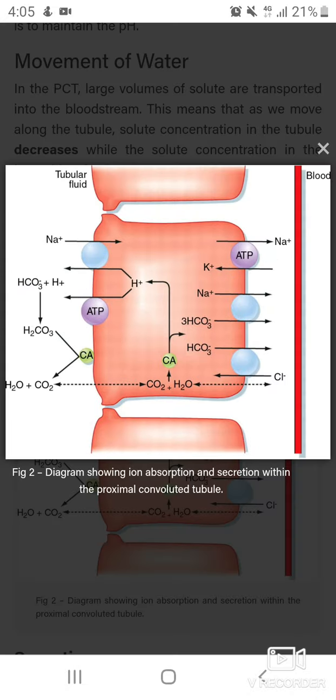First of all, sodium enters from the left side and moves out of the cell, and one ATP molecule is used with the potassium. Next you can see that bicarbonate and hydrogen are expelled. You can see the diagram showing ion absorption and secretion within the proximal convoluted tubule.